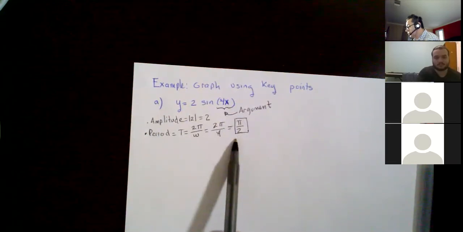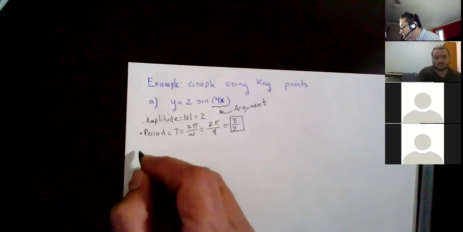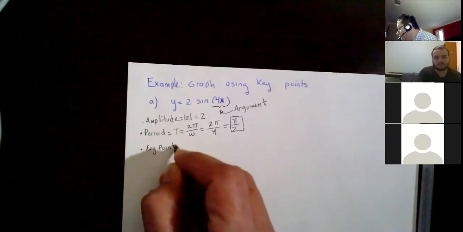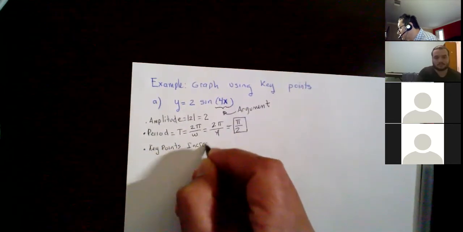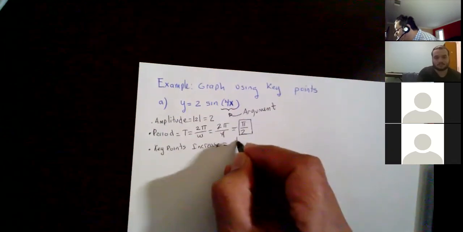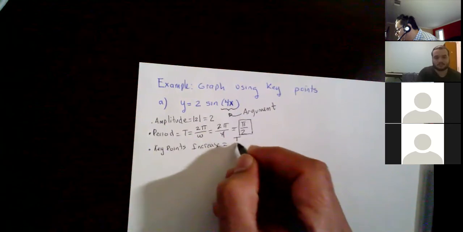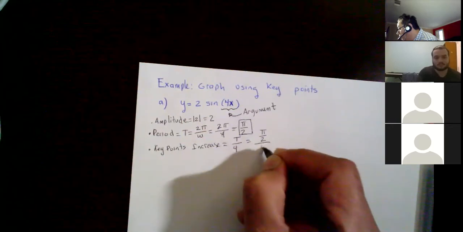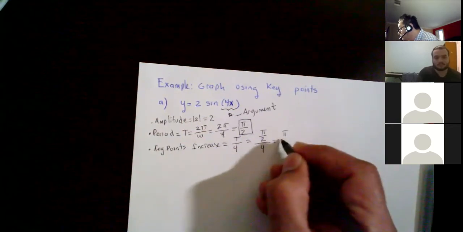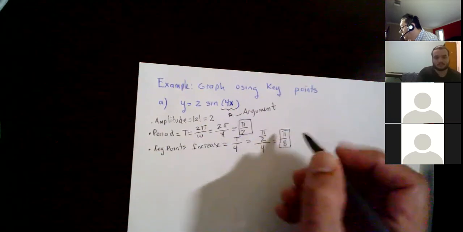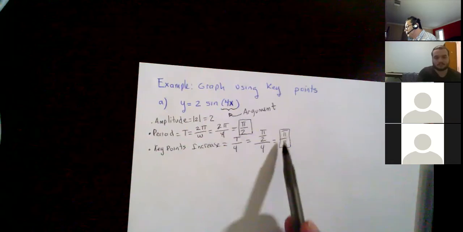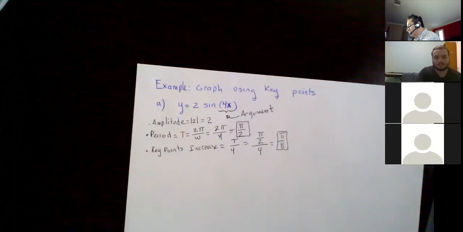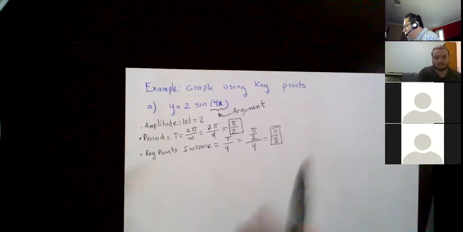Now let's find the key points. To find the key points, the first thing I'm going to do is find the key points increase. How do we find that increase? That equals the period divided by 4, which is pi over 2 divided by 4, and that equals pi over 8. This is the value that I'm going to be using in order to find the key points. So let me just do one more thing, you guys.